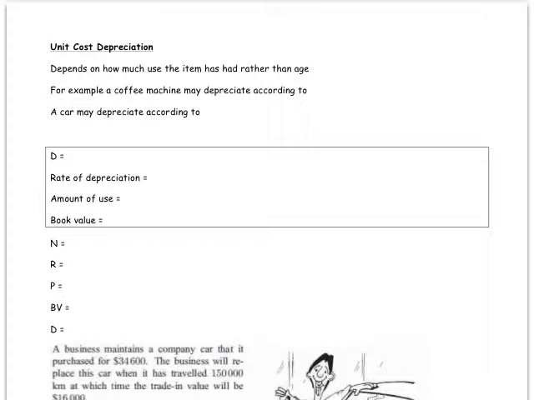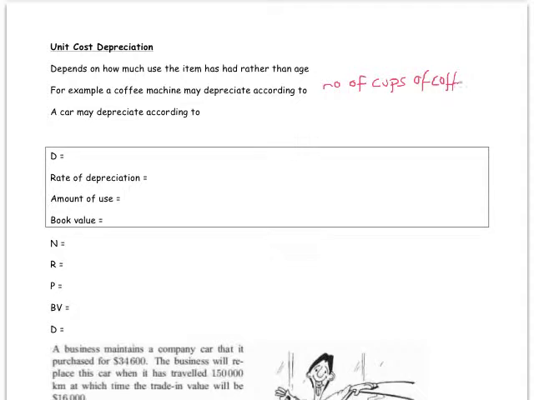And the final type of depreciation is unit cost depreciation. This is where the item depreciates based on how much the item has been used rather than the age of the item. For example, a coffee machine depreciates by how many cups of coffee it's produced. So it depreciates according to the number of coffees made.